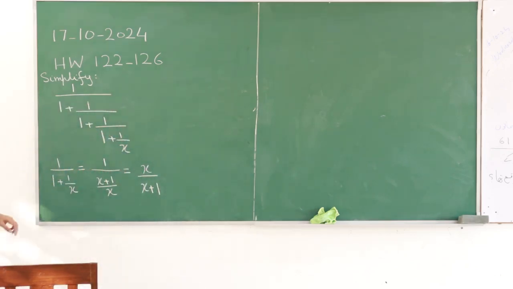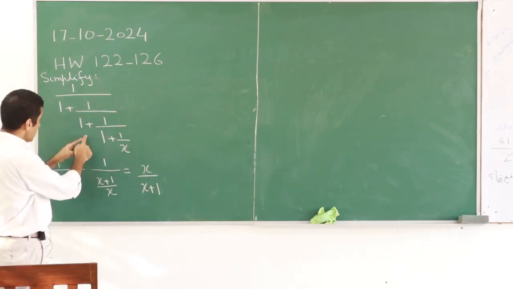So I have 1 divided by, I did this over a common denominator. So this is just x plus 1 over x. Now it is 1 divided by a fraction. That means I have to multiply by inverting the fraction, right? So 1 divided by x plus 1 over x is 1 multiplied by x over x plus 1, which is x over x plus 1. Is this clear to everybody? Yeah? Okay. So now this part is done.